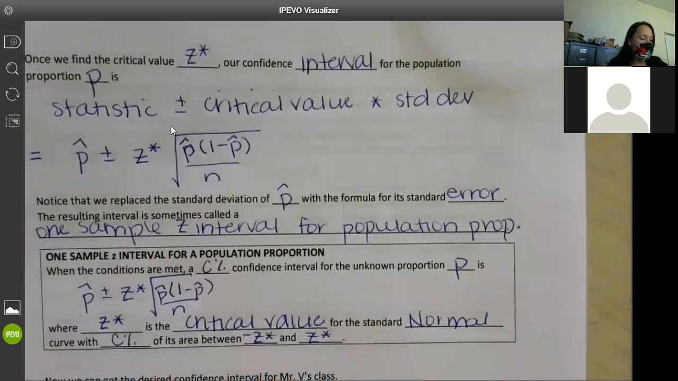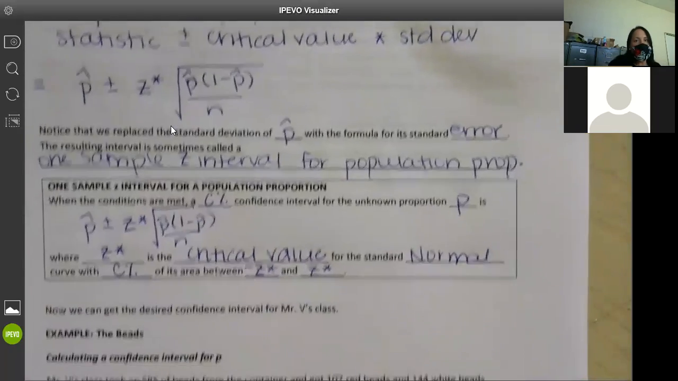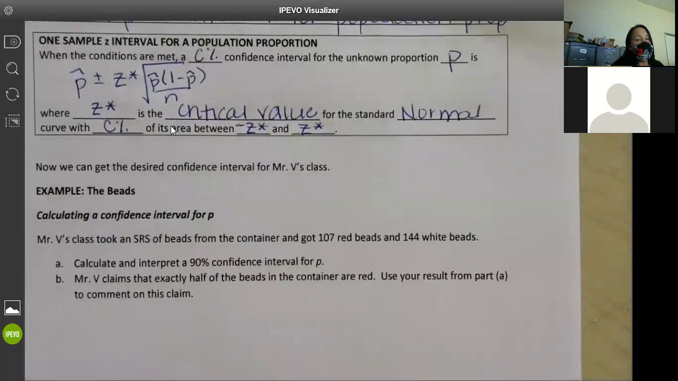Now we can get the desired confidence interval for Mr. B's class. So calculate and interpret a 90% confidence interval for P. This is the first time that we'll be doing that. And then we're gonna talk about his claim. We're gonna do the check your understanding and then we'll stop. There's actually only one more page to do.